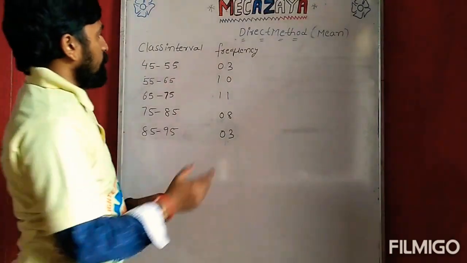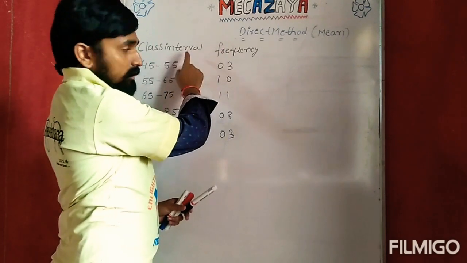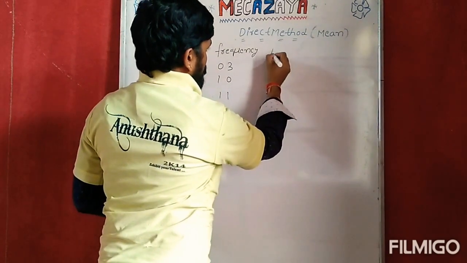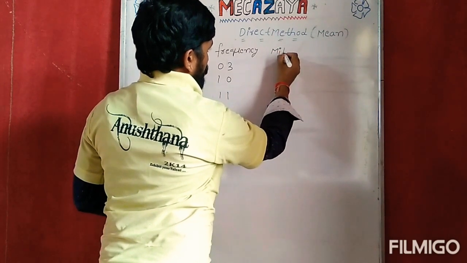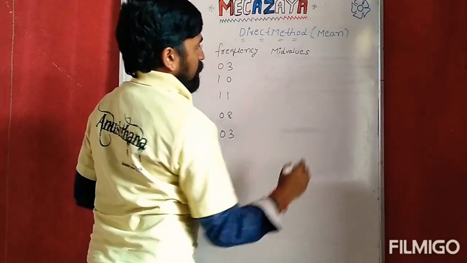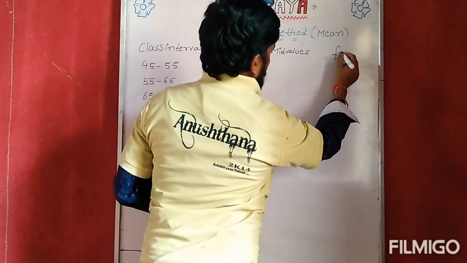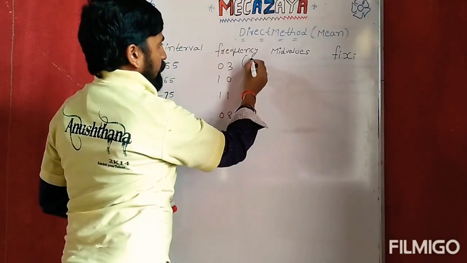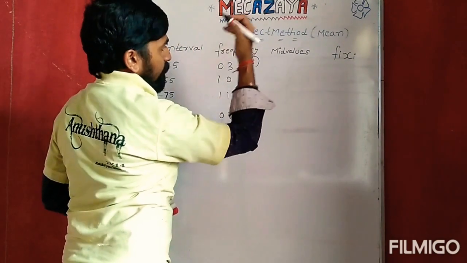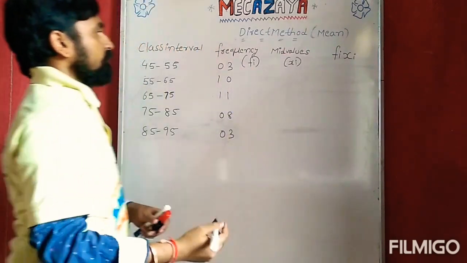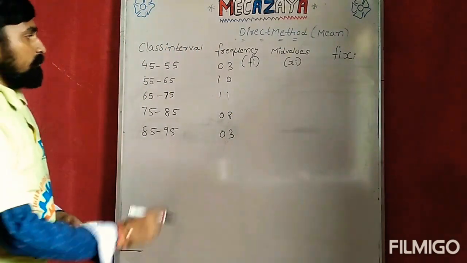To solve the direct method for the mean, you have to take the class intervals, the frequency, and next, the mid values. We will take the frequency as fi and the mid values as xi. What do mid values mean?